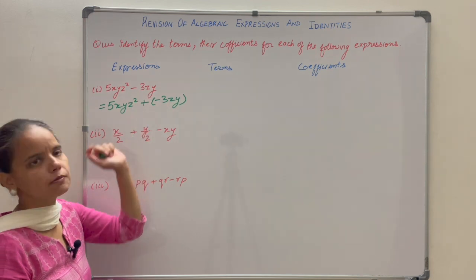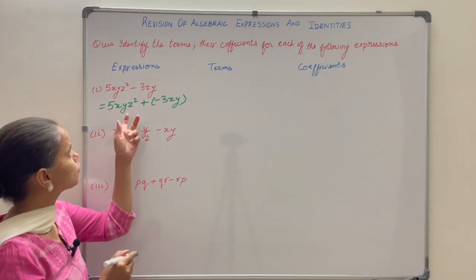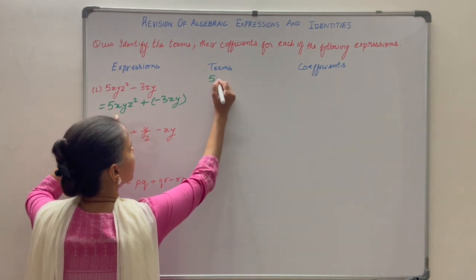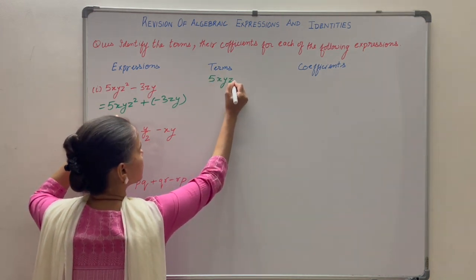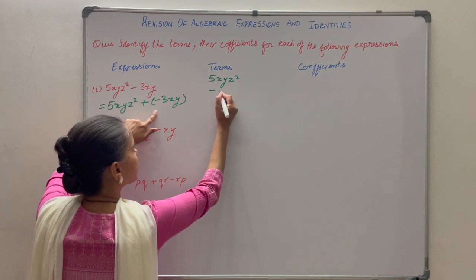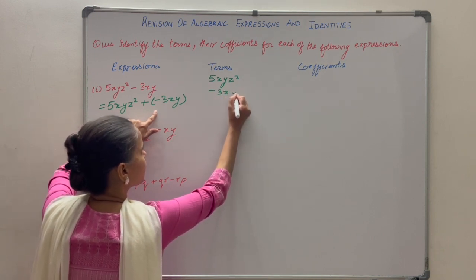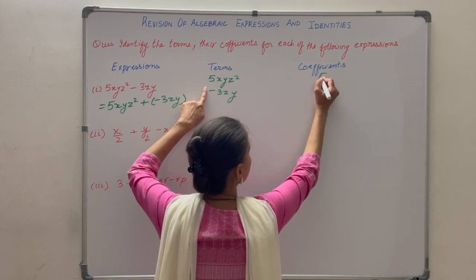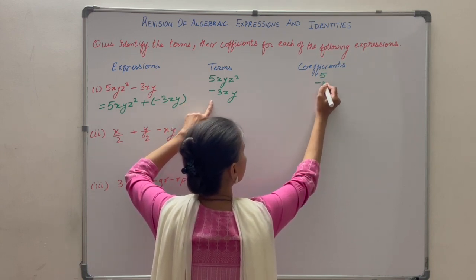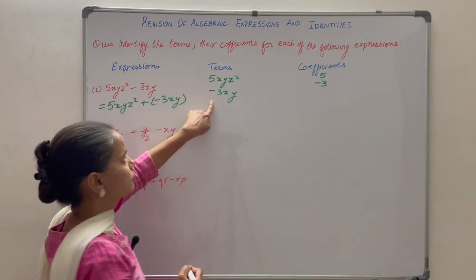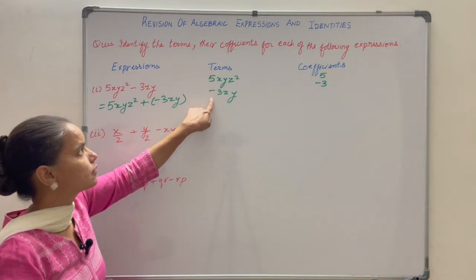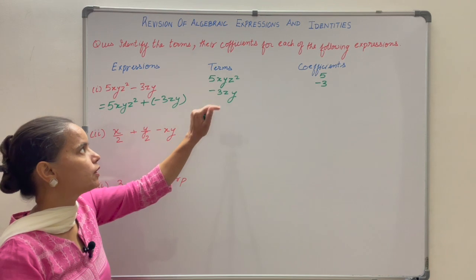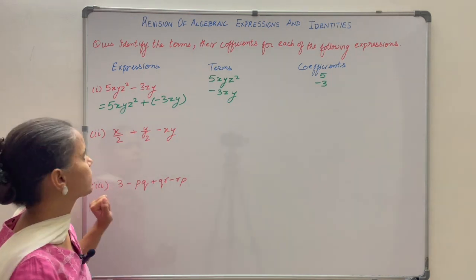Plus into minus is minus. So here which are the two terms? Let us write it down. 5xyz square and minus 3zy. What is the coefficient for this term here? 5. For this term, minus 3. Numerical factors are called the numerical coefficients of the terms here.